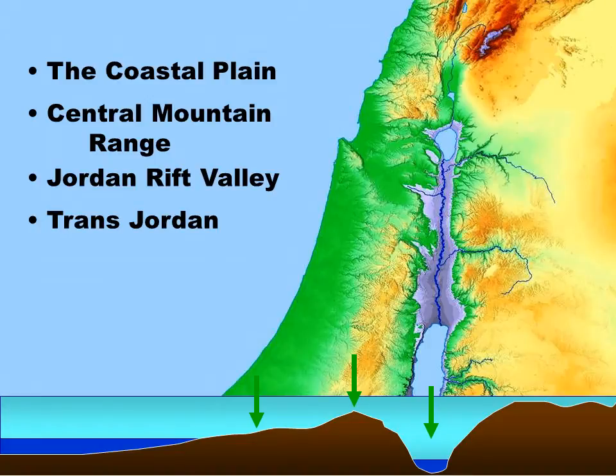As I continue moving east, I get now to the Transjordanian Plateau, and this is even higher than the Central Mountain Range of Canaan. The area here is around 3,000 to 3,500 feet above sea level, and if I continue going east from that, I'm eventually going to find myself in the Arabian Desert.